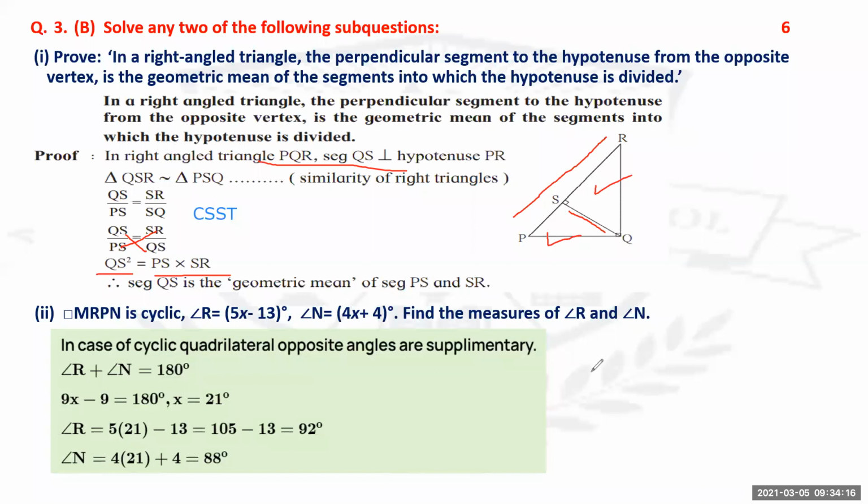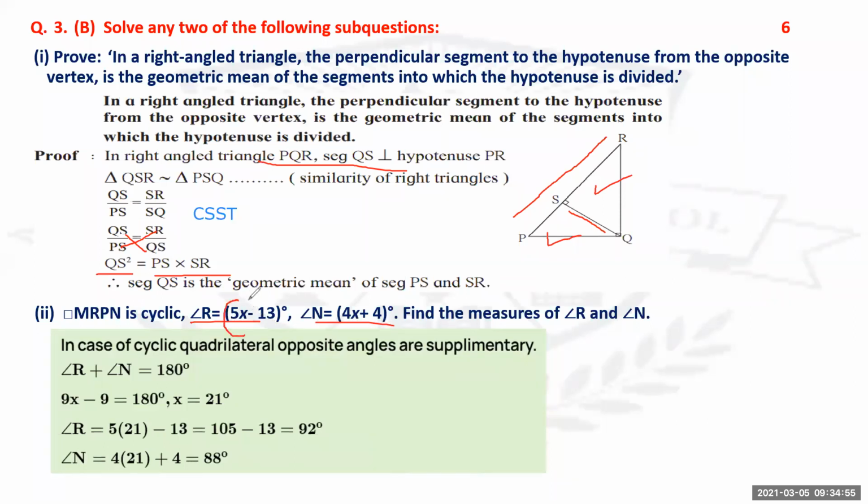Now, next question. In case of cyclic quadrilateral, opposite angles are supplementary. Here check, angle R and angle N. They are opposite angles. So in case of cyclic quadrilateral, opposite angles add up to 180, they are supplementary. So with respect to that, 5x minus 13 equals 4x plus 4.